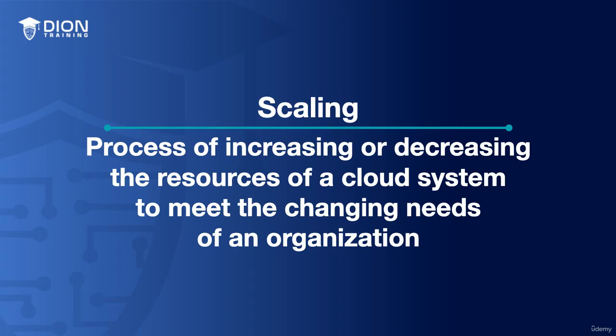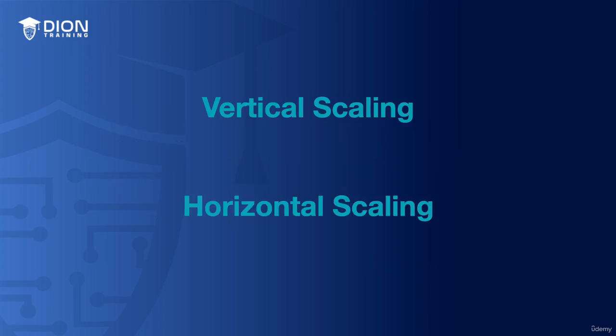Now, scaling is the process of increasing or decreasing the resources of a cloud system to meet the changing needs of the organization. There are two common ways that scaling is done inside of your cloud designs. These are known as vertical and horizontal scaling.